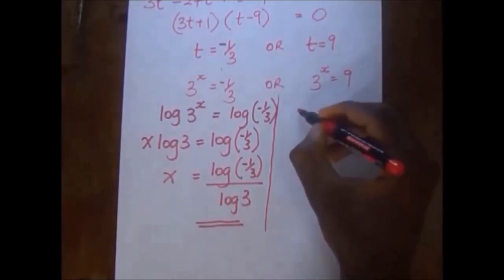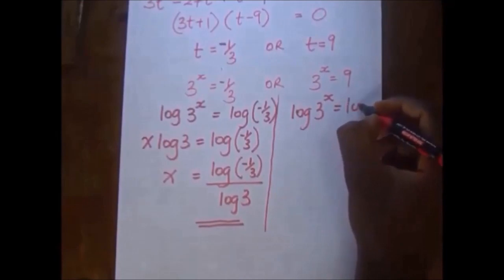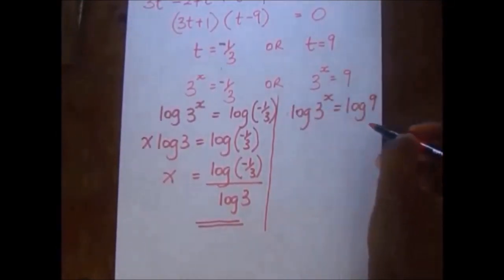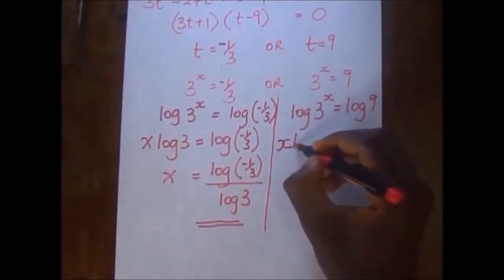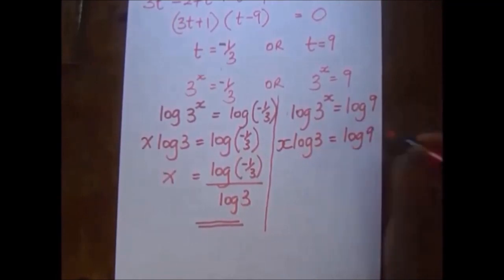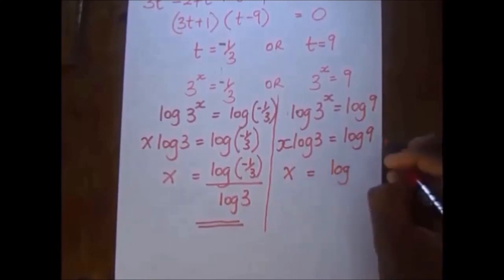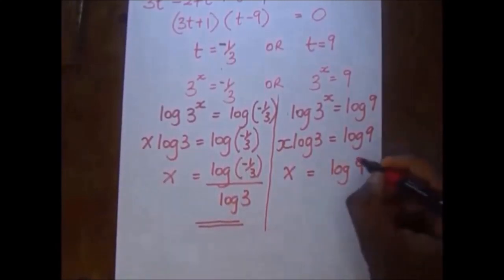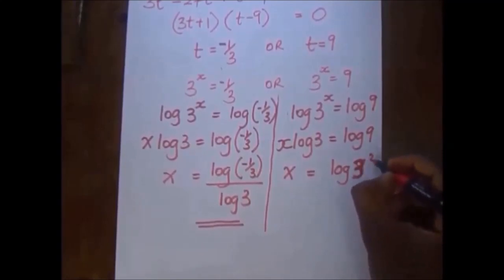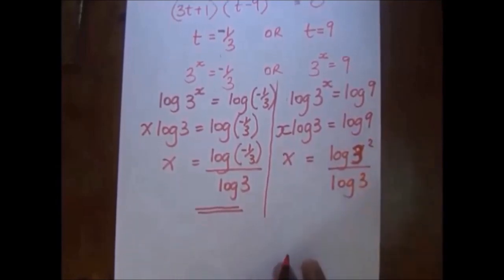Putting log on both sides here, it becomes log of 3 to the power x is equal to log of 9. When that x comes here, from our laws it becomes x log of 3 is equal to log of 9. So x here is going to become the logarithm of 9, which is 3 squared, because 3 times 3 is 9. Log of 3 squared, divide that by the log of 3.